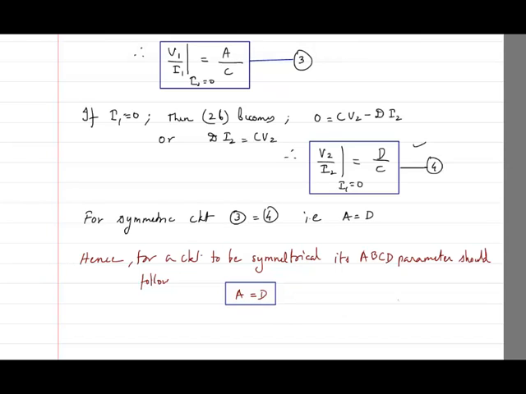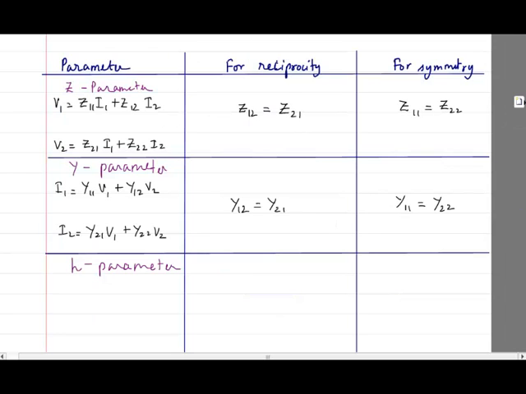Okay, that means if I am having a matrix ABCD parameter, A, B, C, D, then for the circuit to be symmetrical, A should be equal to D. A should be equal to D. This we should not forget, and this I will again write it in the main result that we had written here.